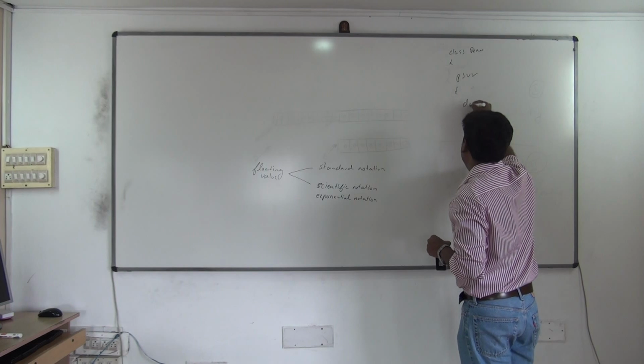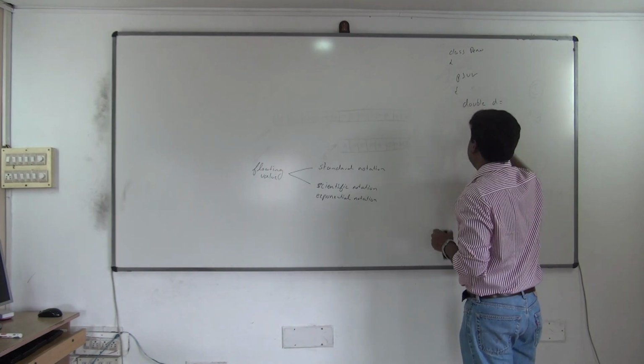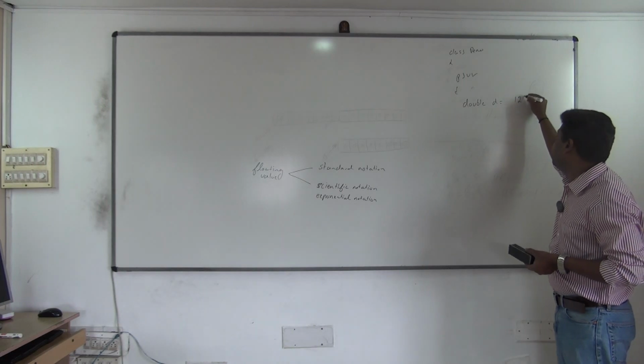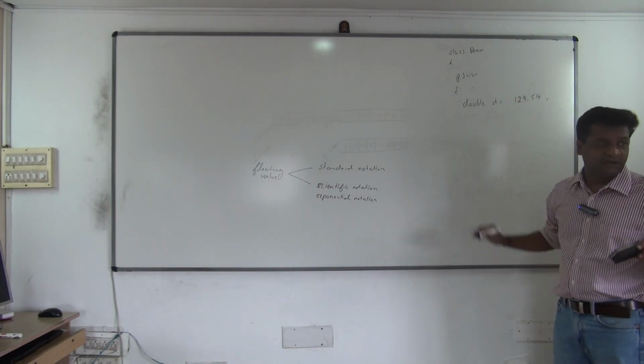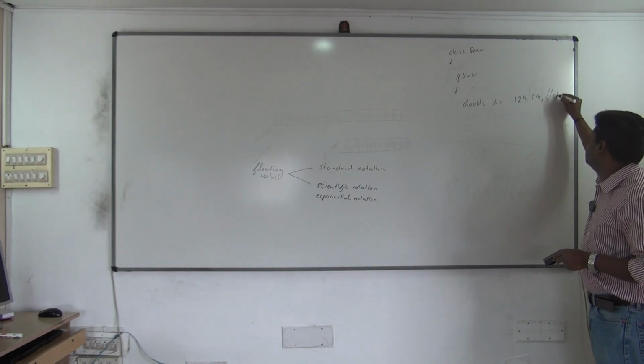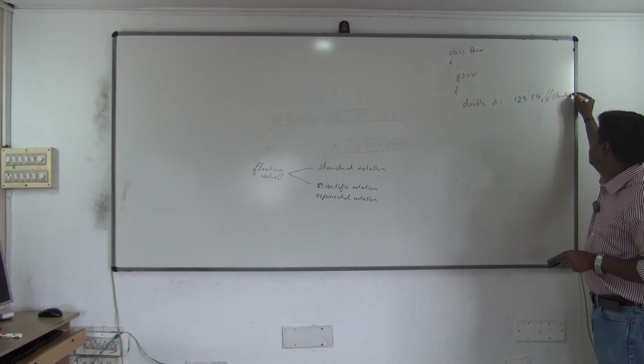See, for example, double D. If it is a double precision value, just write double D is equal to 129.59. Correct. This is how you will go with standard notation. This is an example for what now? Standard notation.